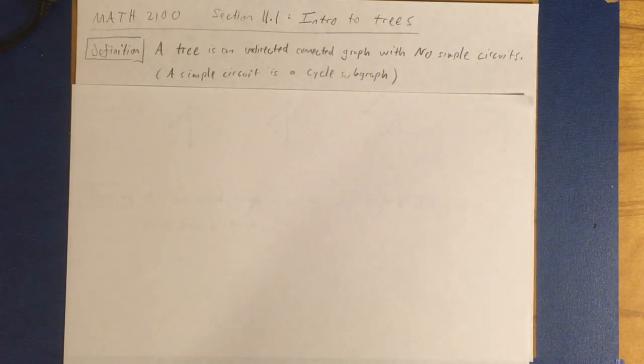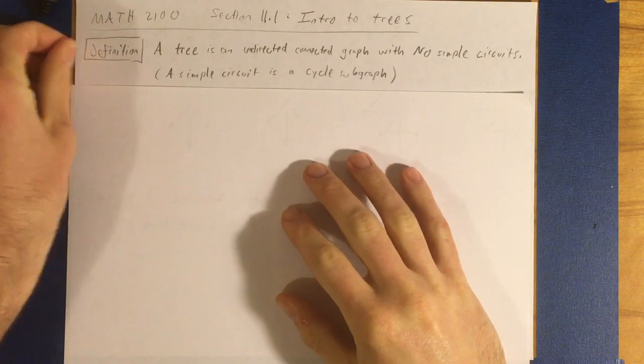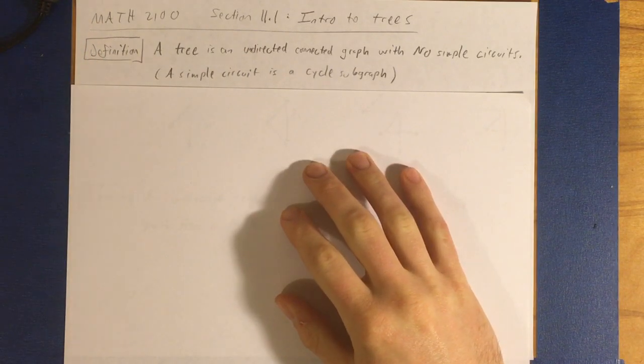Okay. Let's see. This is section 11.1. We've been talking about graphs. Now we're going to talk about trees. So trees are a specific type of graph. Let's begin with the definition, and then we'll look at a few examples.